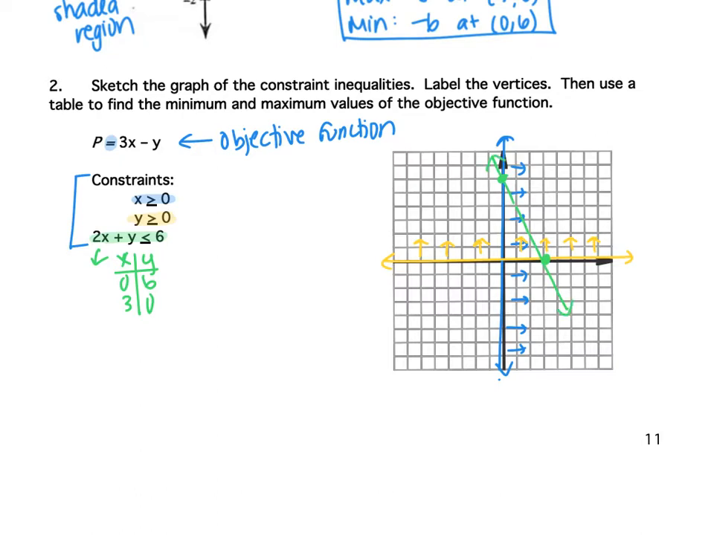I still need to shade. If I plug in 0, I get 0 plus 0 is less than or equal to 6, which is true. So I shade towards 0, 0.